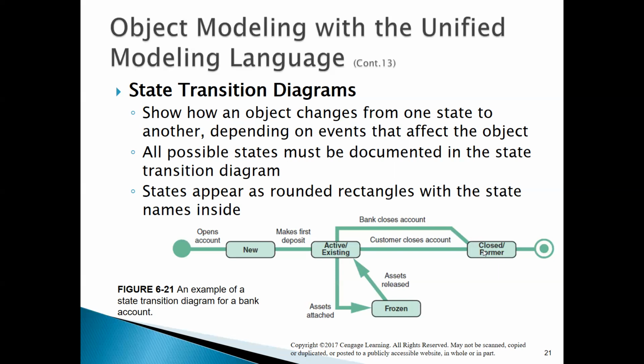Generally, when you close your account, the bank will keep your account for a certain period of time, sometimes a year, sometimes more, thinking, what if the customer comes back or wants to open up a new account? So they will again have it in the state as frozen. So this is what the state transition diagram shows. It shows how an object changes from one state to the other.